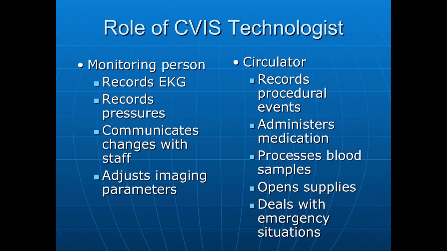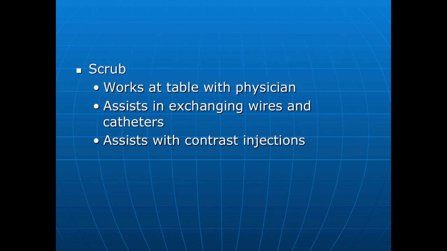The circulator is the person that is going to record some of the procedural events, administers all the medication. They're going to process blood samples that you may do either for oxygen content or to evaluate the coagulation status of the patient. They're going to be there to open supplies, and if that patient begins to deteriorate, the circulator is the person who will first begin to deal with that emergency situation.